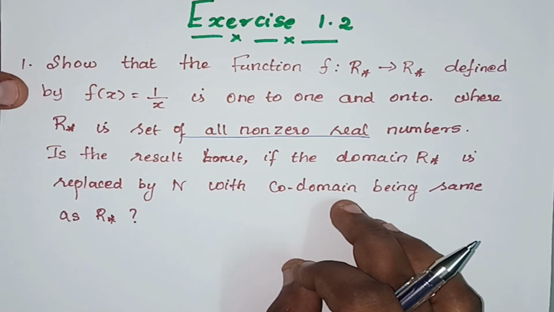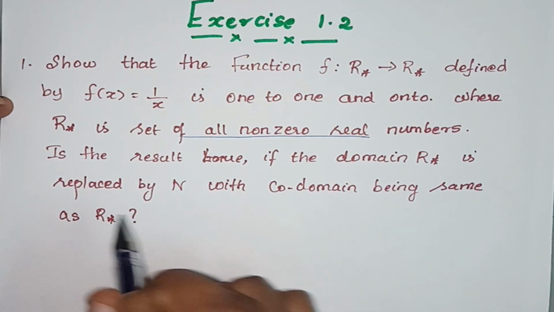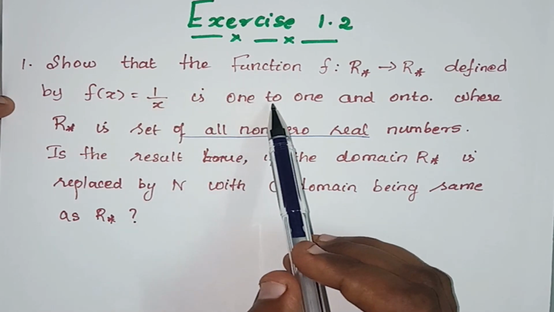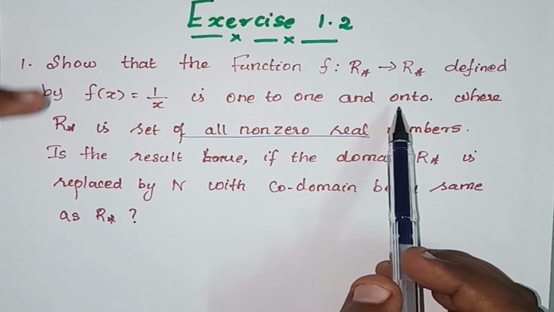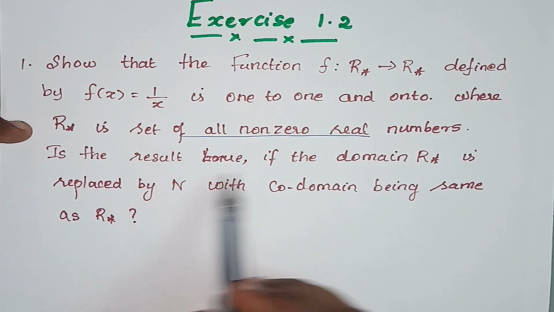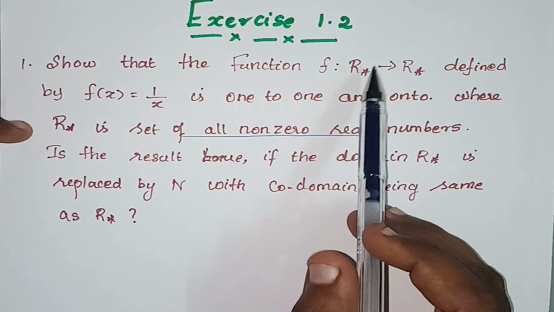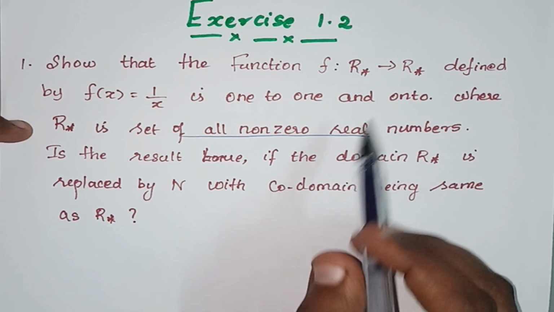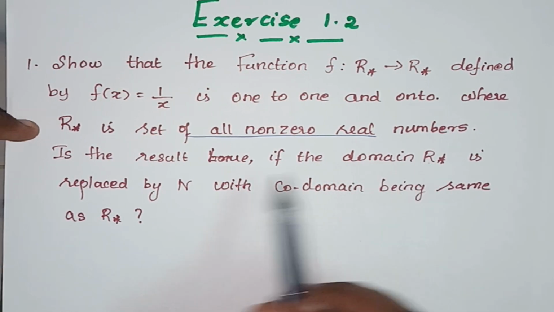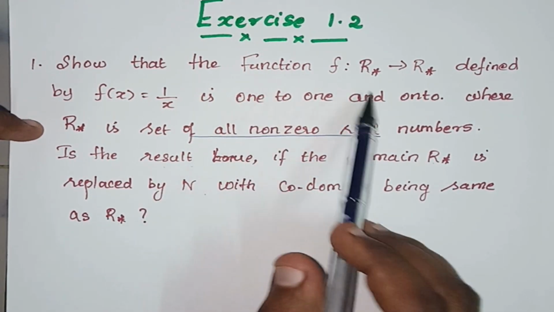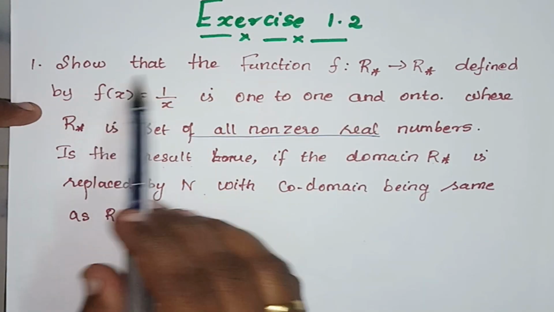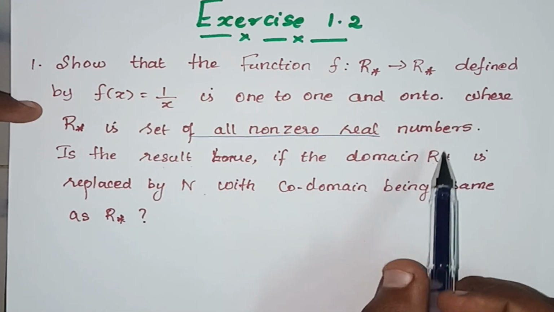This question has two parts. The first part is we need to prove that this function f of x equal to 1 by x is one-to-one and onto. The second part is we have to replace this R star with N, with the codomain the same R star only, and check whether the result is true or not. So first we need to prove the first part, that this function is one-to-one and onto.